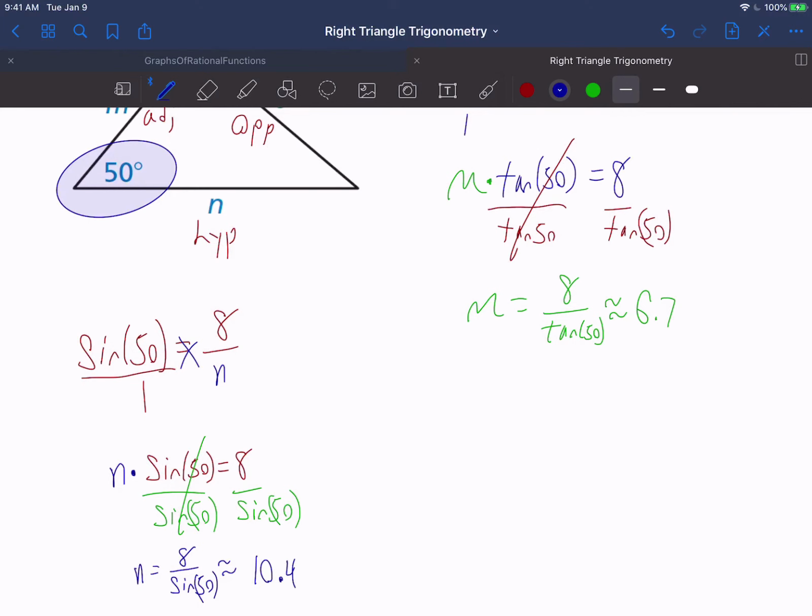So there you have it. We know that M is about equal to 6.7 and side N, our hypotenuse, is about 10.4.